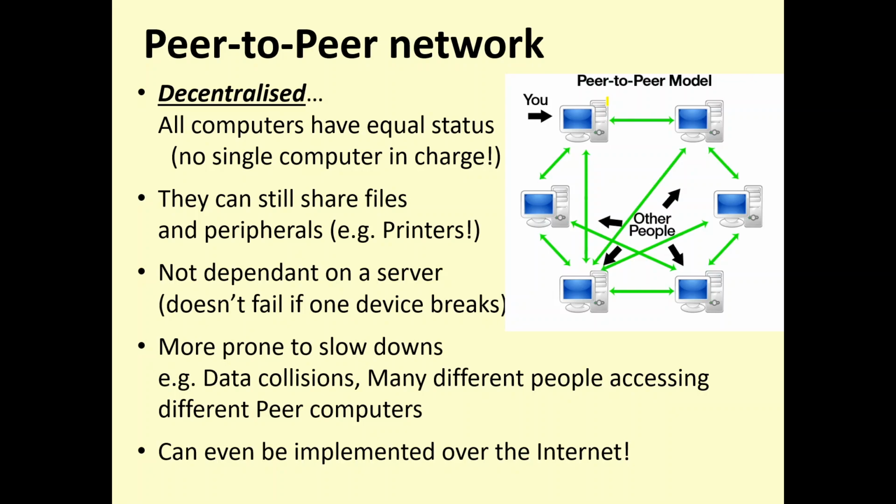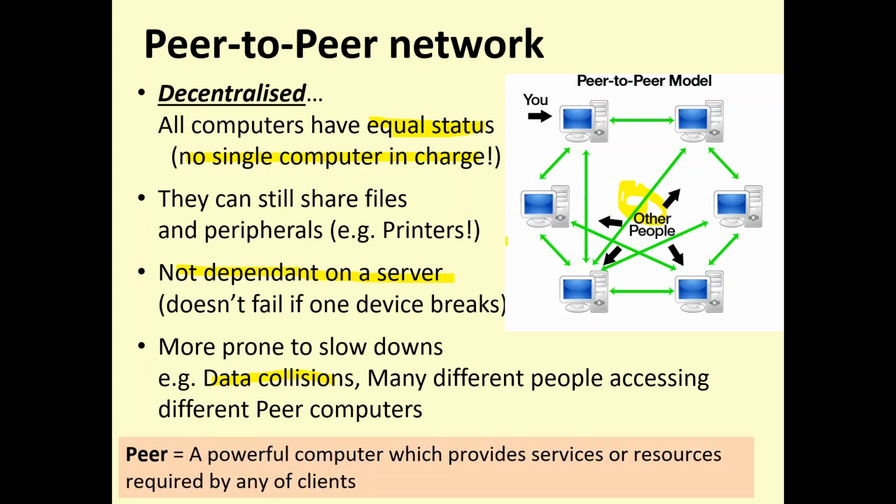Okay, the opposite. What's a peer-to-peer then? Well, a peer-to-peer is a network where there is no single computer in charge. There is no central server. All the computers have equal status. You can see in this diagram here, there is no server in the middle. All the computers are connected to each other and they're all equal. It is not dependent on a server. So there's no one point where the network can break. However, there are more possibilities of data collisions when different people are accessing different peer computers. You can even have a peer-to-peer network over the internet. Okay, it is decentralized.